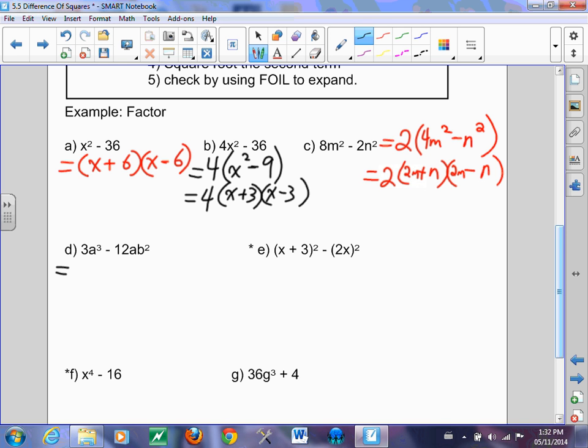Okay, taking a look at D, folks. Look for a common factor first. Hopefully you realize that you see an A that's common and a 3. So you're going to take out 3A. What's left over is A squared minus 4B squared.